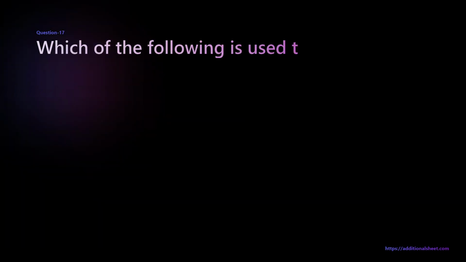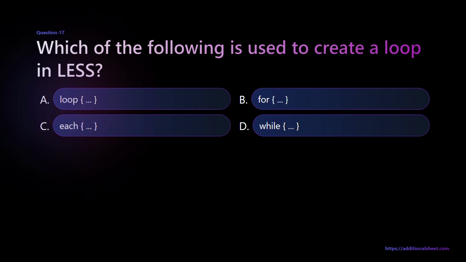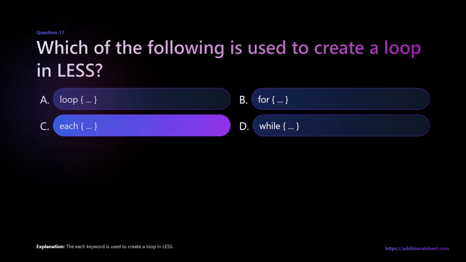Which of the following is used to create a loop in LESS? Option A, loop. Option B, for. Option C, each. Option D, while. The correct answer is option C, each.